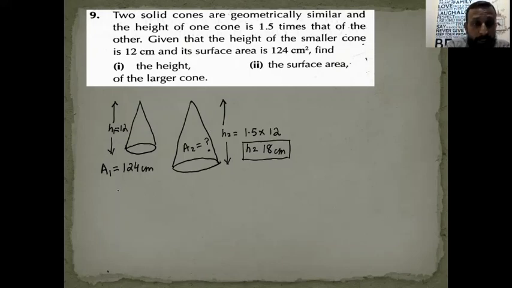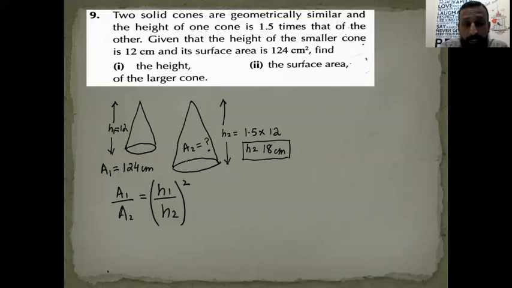So we'll be applying the same formula, A1 upon A2 equals h1 upon h2 the whole square. Now, height is also a kind of length, right? We have learned the formula A1 upon A2 equals L1 upon L2 the whole square. So height is also a kind of length. We can replace L1 and L2 by h1 and h2. So let's plug in these values which have been given to us.